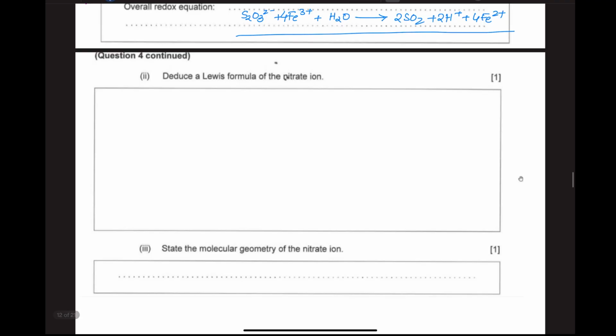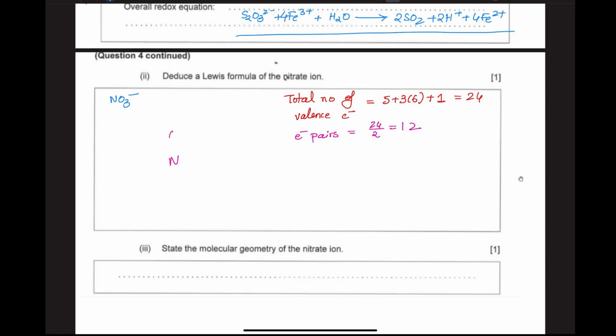Next, we have to deduce the Lewis formula for the nitrate ion, NO3 minus. Find the total number of valence electrons. Nitrogen has 5 valence electrons. Each oxygen will have 6 electrons each. And because of the negative charge, we'll have 1 extra valence electron. Valence electrons will be 24. So if I want to find the number of valence electron pairs, I'll divide 24 by 2, which will give me 12. Right. So now I'll use these 12 electron pairs to draw the structure.